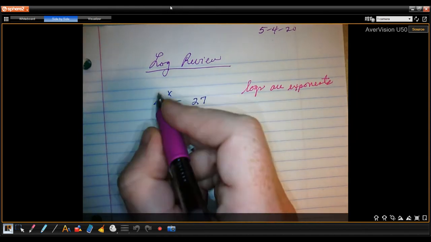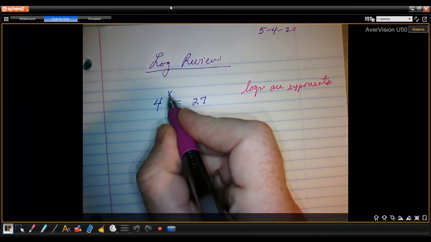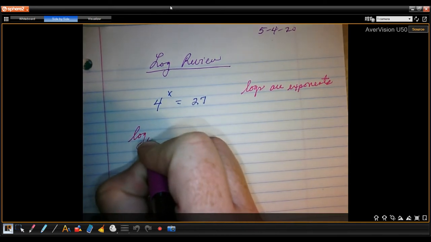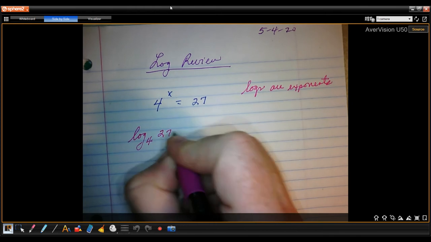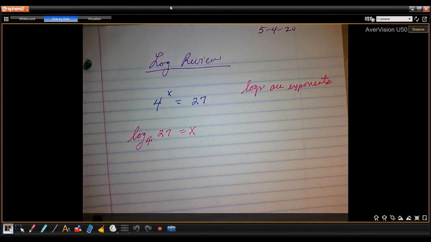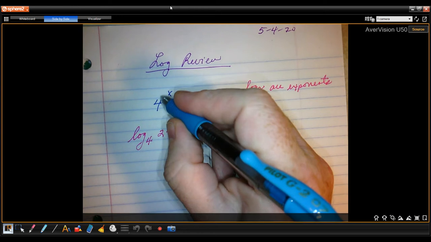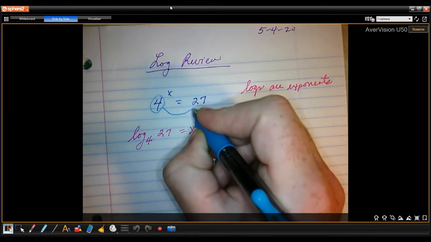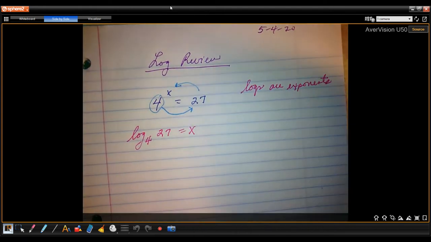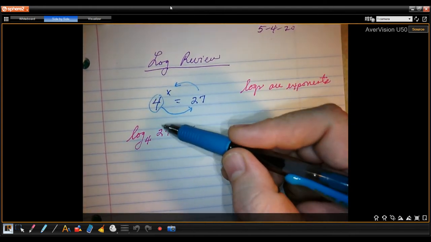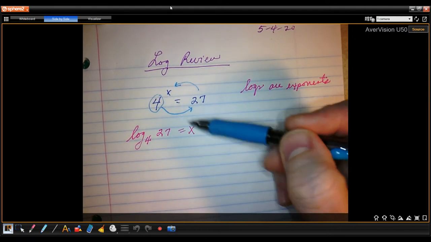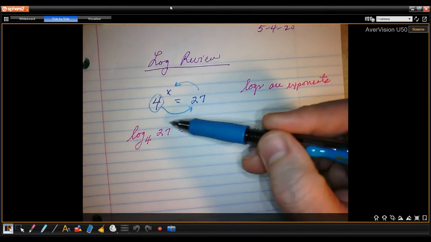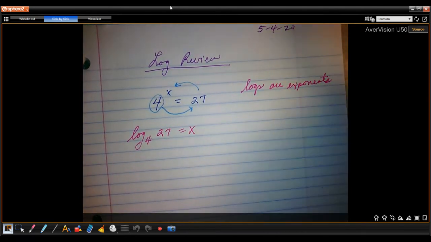So you write, like this is base 4 to the power of x equals 27. So I write log base 4 of 27 equals x. I was circling it: base 4, always start with the base, of 27 equals x. So log base 4 of 27 equals x. So x is the exponent right there. That's what I was saying. Logs are exponents. And it works the other way too.